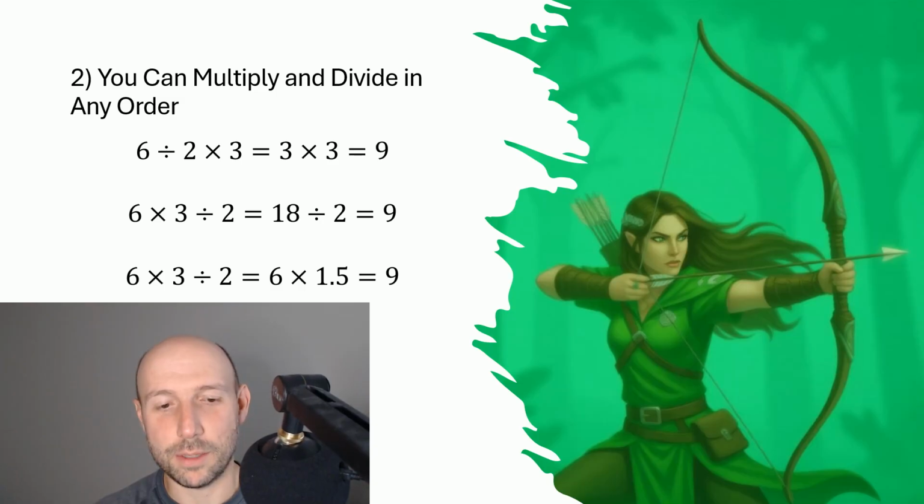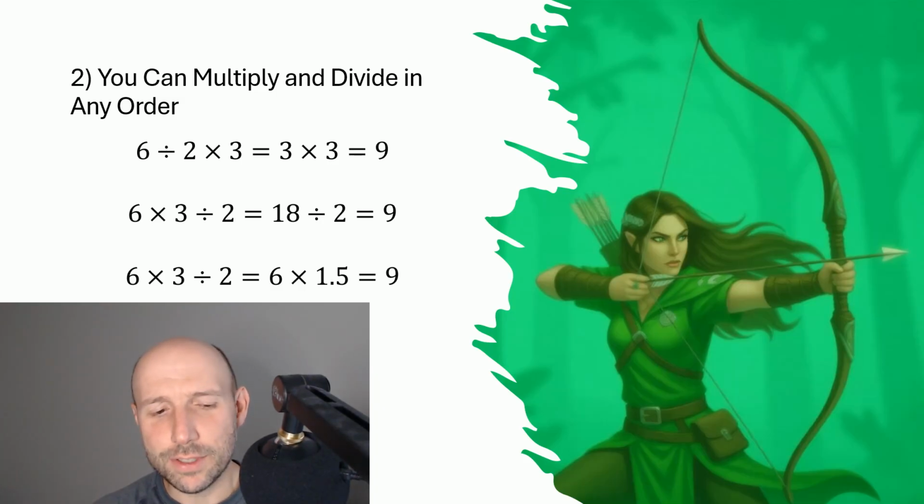So 6 divided by 2 is 3. Multiply that by 3, you get 9. Or multiply by 3 first. 6 times 3 gives you 18, and then divided by 2 gives you 9. Okay, so in one case you're seeing, well, one arrow will deal half of 6, so 3 damage. Multiply that by 3 arrows, and that's 9. In the second case, it's 6 damage per arrow, and there's 3 arrows, so that's 18 damage. But because we're resistant to that, divided by 2, and we get 9.